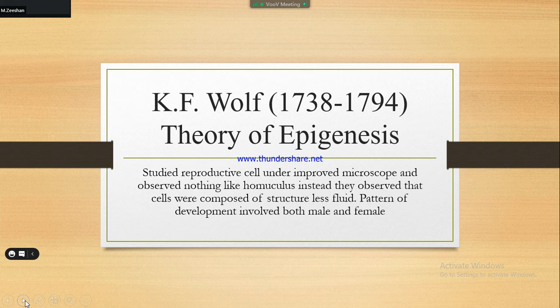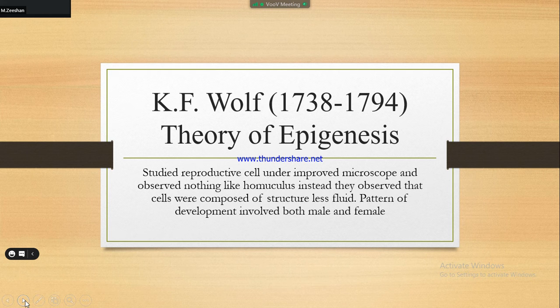K.F. Wolff, 1738 to 1794, presented the theory of epigenesis. He studied the reproductive cell under an improved microscope. He observed that there was nothing like a homunculus. Instead, he observed that the cell was composed of structureless fluid, showing the pattern of development.